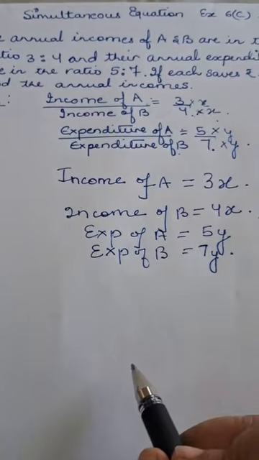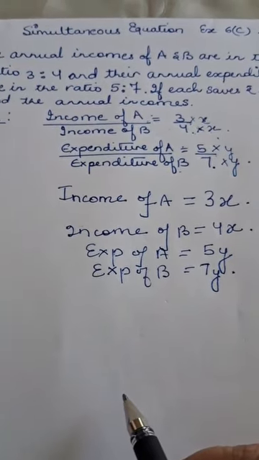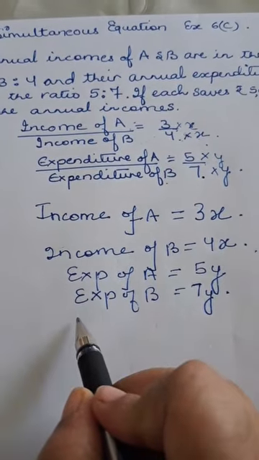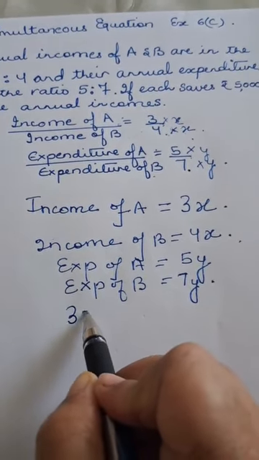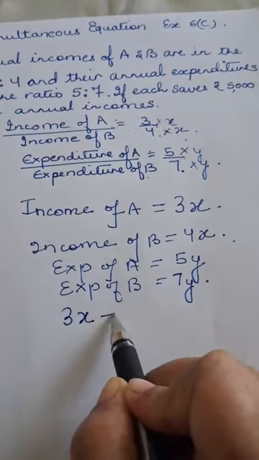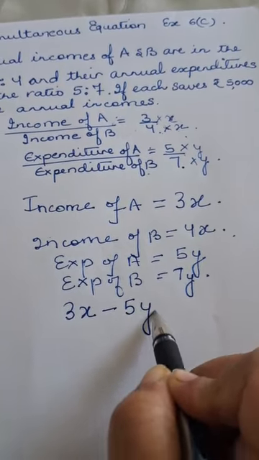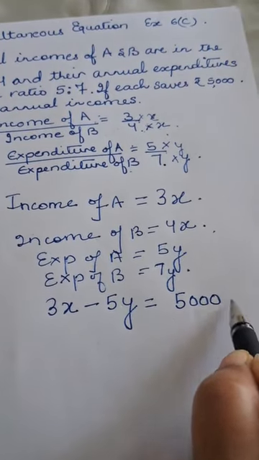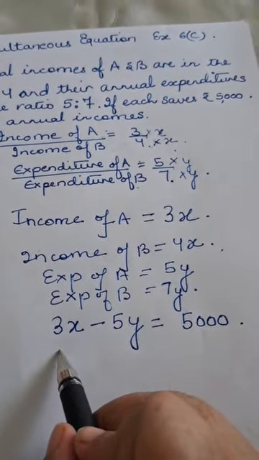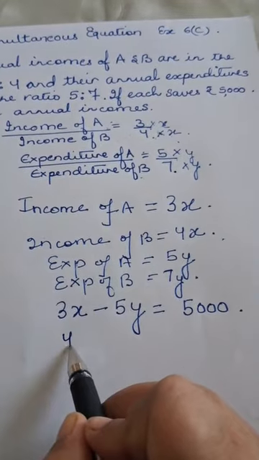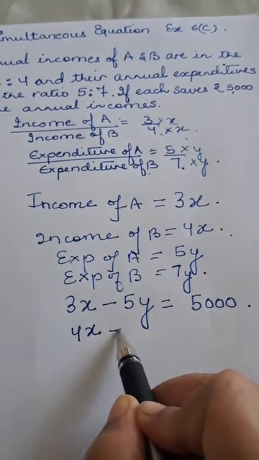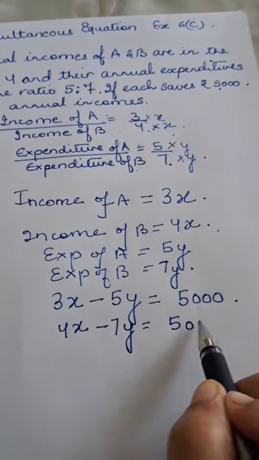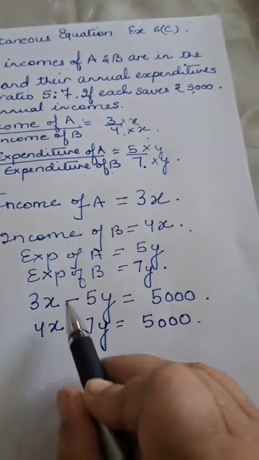So now we know that the saving is 5,000. That means income minus expenditure. First we will write for A, 3x is the income and 5y is the expenditure. So 3x minus 5y is 5,000. Same way we will write for B, that is 4x minus 7y is equal to 5,000. So we got two equations.